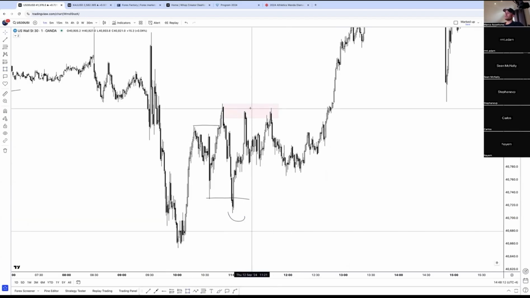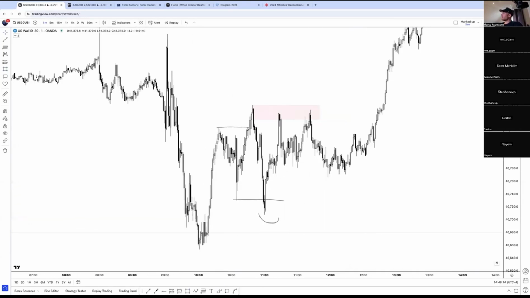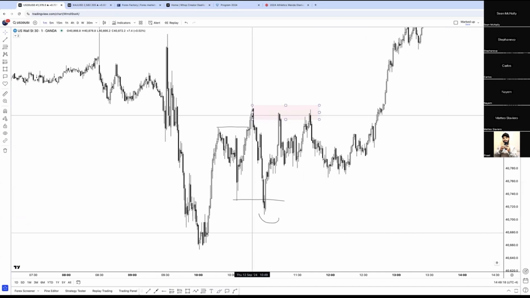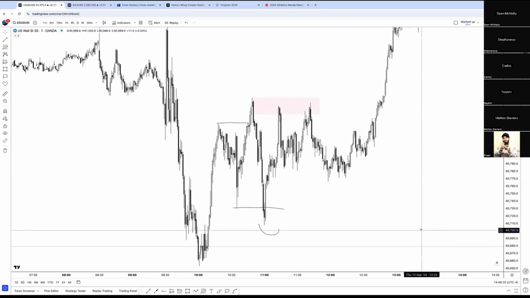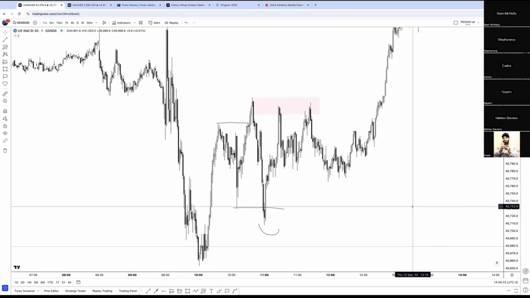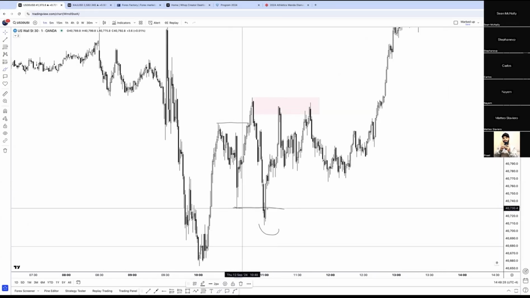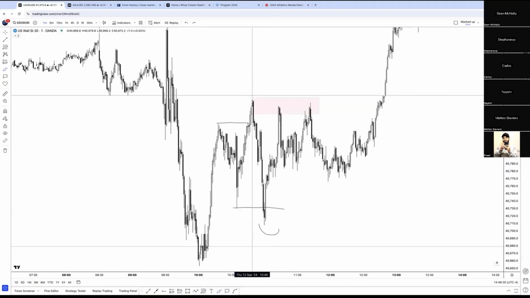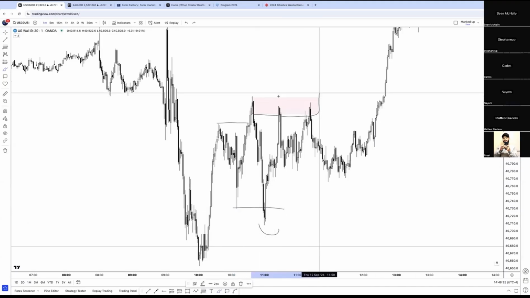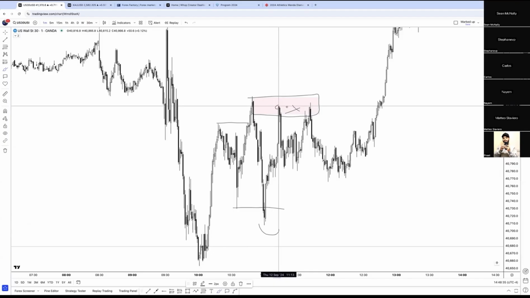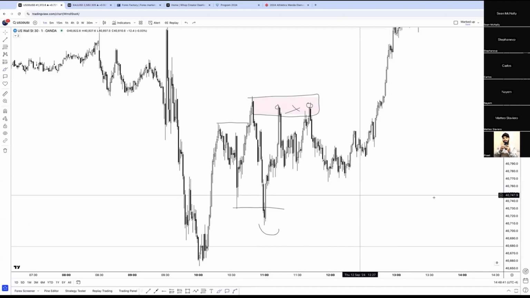Why can we expect false reactions? Can someone answer that question for me? Anybody? Someone unmute and tell me, why can we expect false reactions at this red box? BOS. Thank you. We get this BOS to the downside. Okay? Retail sees that as an opportunity to sell back at the highs. So every reaction here is just false, and we're going to have a ton of liquidity up here. Boom. Okay?